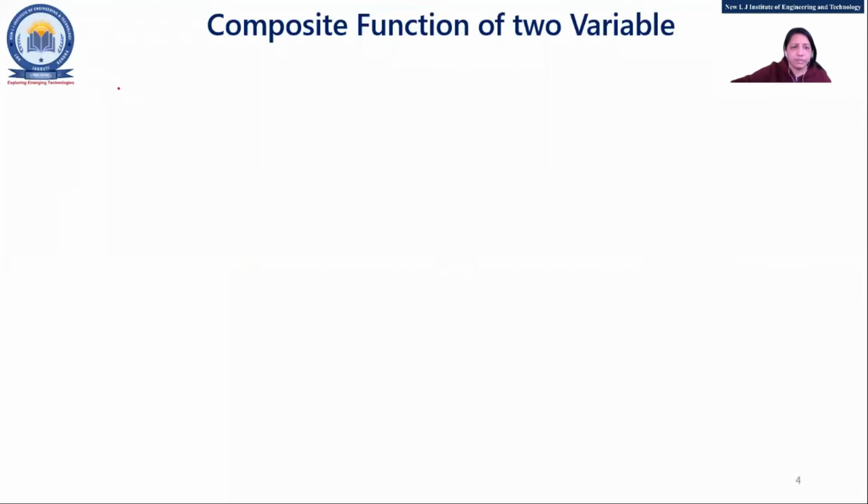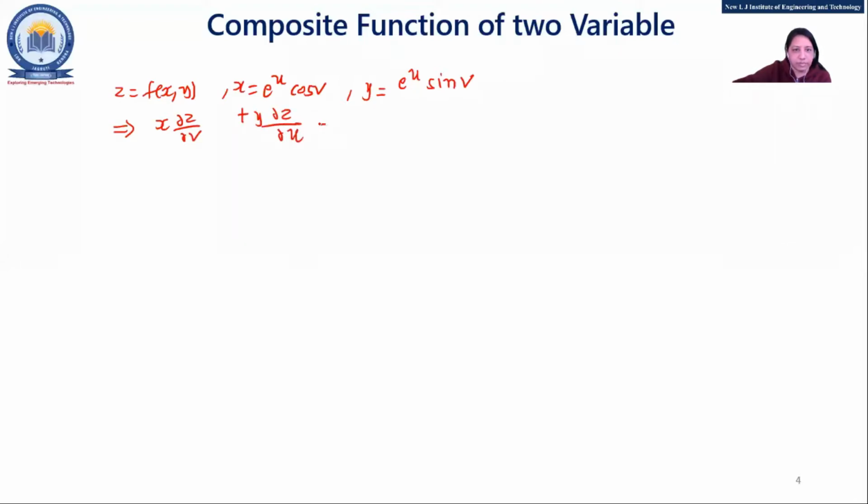That is what? Suppose one function is given, z equal to f of x y, x equal to e raised to u cos v. This is important one. y equal to e raised to u sin v. So prove that, okay, I'll write in that way. x into del z by del v plus y into del z by del u equal to e raised to 2u del z by del y. This is first proof, and second proof is also there.